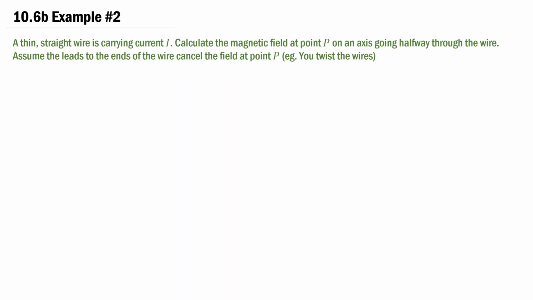So let's move on to another example. Now we have a thin straight wire that carries a current of I. We want to calculate the magnetic field at a point P on an axis going halfway through the wire. And we're going to assume the leads to the ends of the wire cancel the field at point P. So essentially we're twisting the wires, so we're negating some effects.